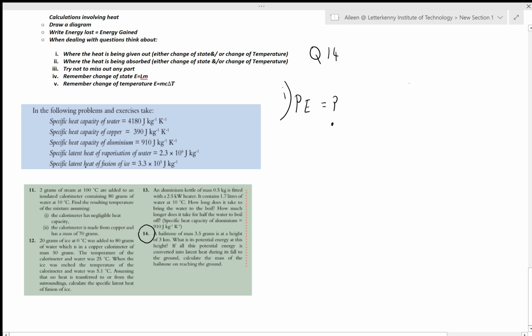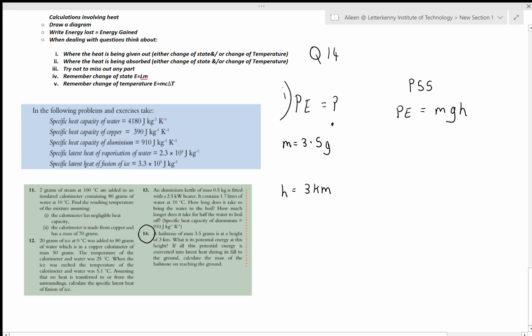To find our potential energy, we go to our log tables and we find an equation for potential energy. On page 55 of our log tables, we're told that our potential energy is equal to mgh. That's mass times gravity times height. We're told that the mass of your hailstone is equal to 3.5 grams, and that the height is equal to 3 kilometers.